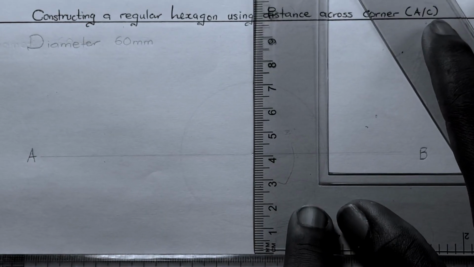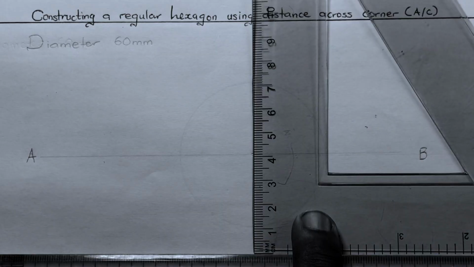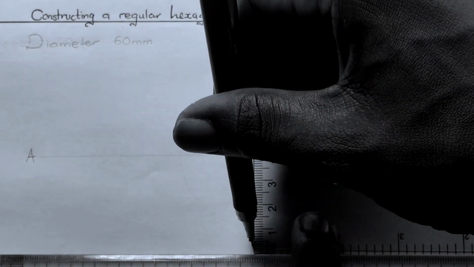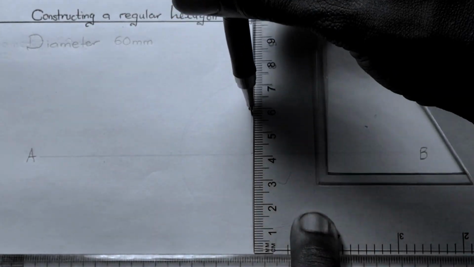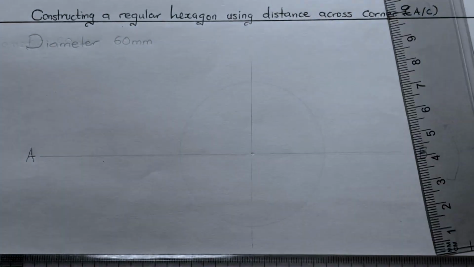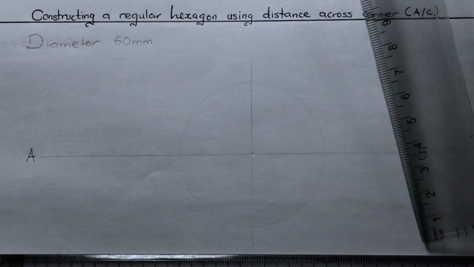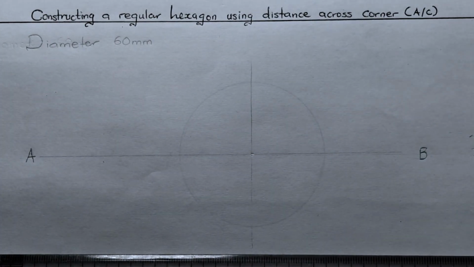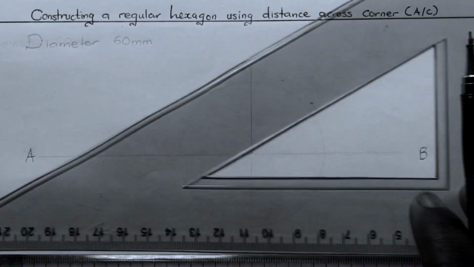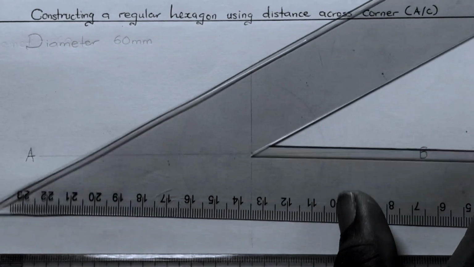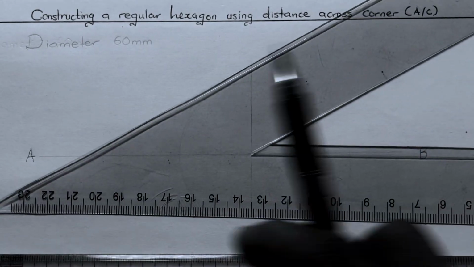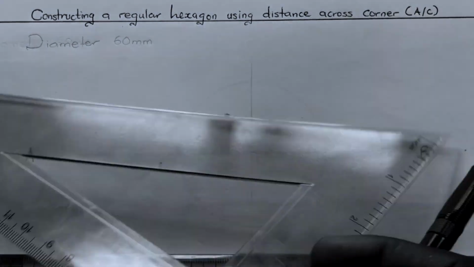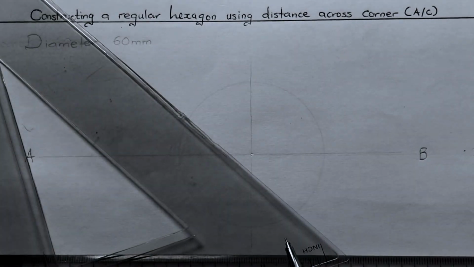using our set scale to ensure that we draw a perpendicular line on our circle. So we have our center line. Then we move to the next thing, which is to draw a diagonal line using our 30 and 60 degree set scale. So we have the angle at this point to be 30 degrees and the angle at the other side to be 60 degrees.